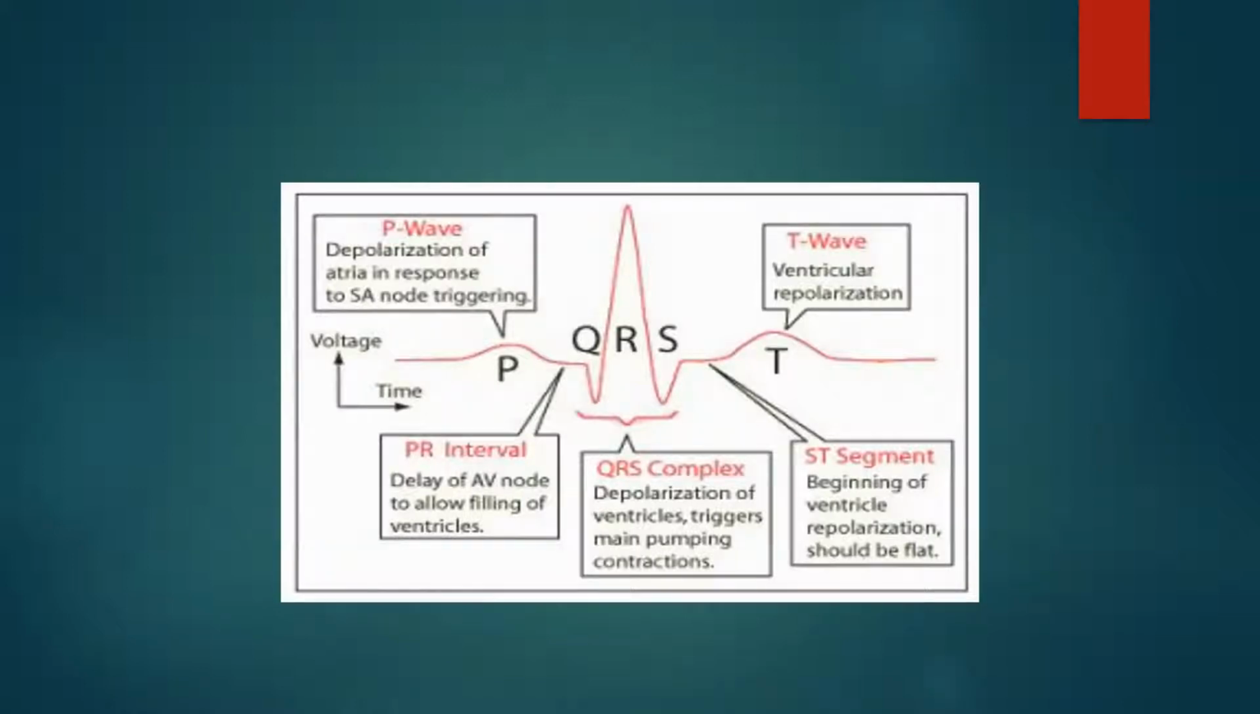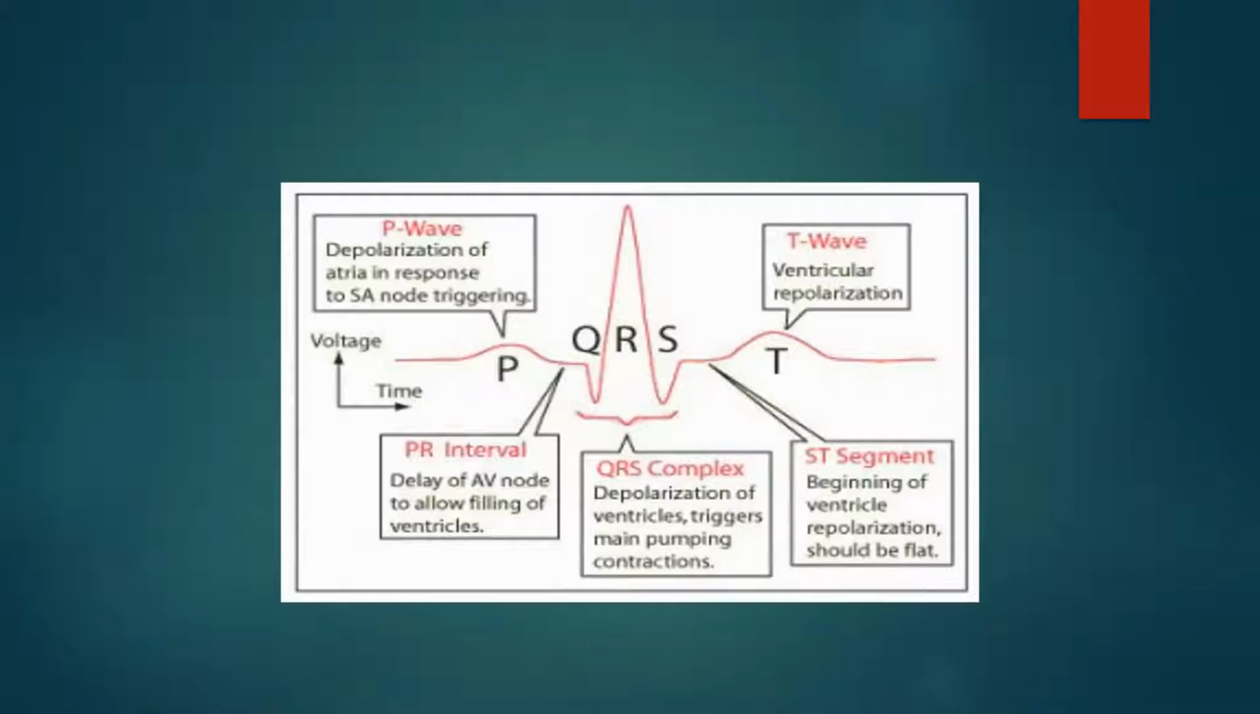So basically, it's the fill time. Think of it as the fill time from the atria to the ventricle. It allows the ventricles to fill. Once that time is processed, the signal is sent from the AV node down to the ventricles along the Purkinje fibers, bundle of His, and that triggers the ventricles. The QRS complex is the depolarization of the ventricles. It's the main pumping contraction.